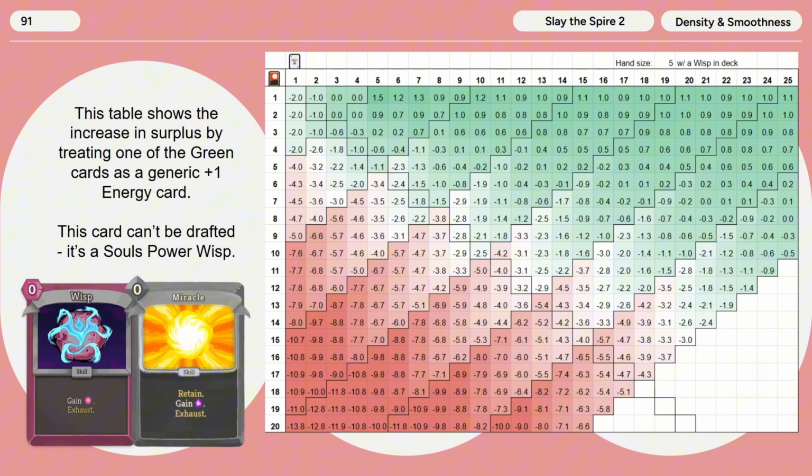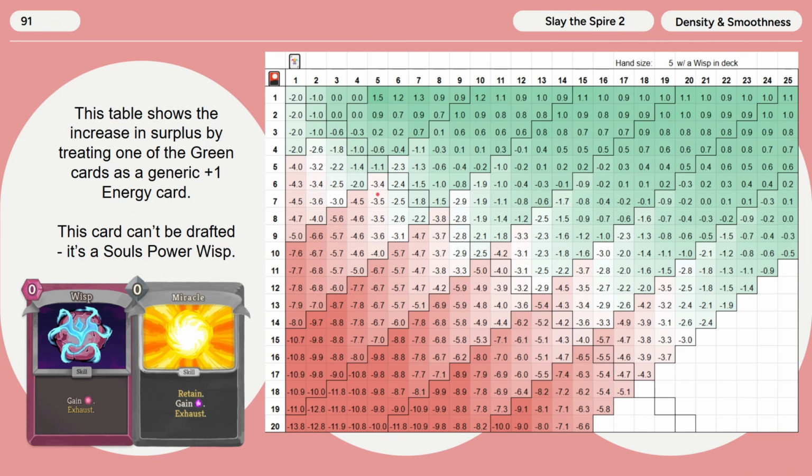Let's talk about additional energy though. This table shows the increase in surplus by treating one of the green cards as a generic +1 energy card. So this card doesn't exist in the real deck. It's a Soul's Power Wisp, or a Miracle that doesn't have exhaust. It's a little bit hard to see, as these graphs are quite samey and the differences can be quite subtle.